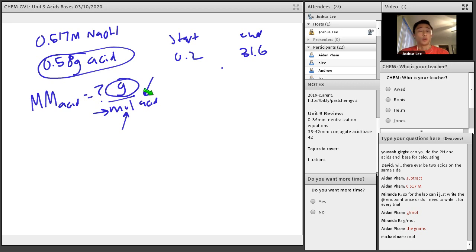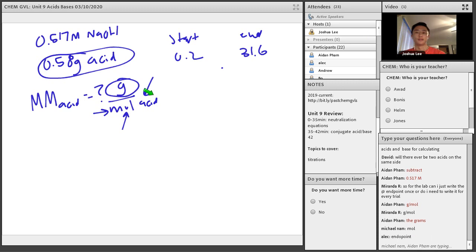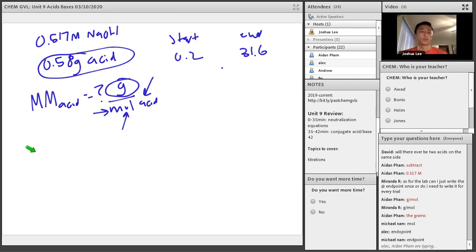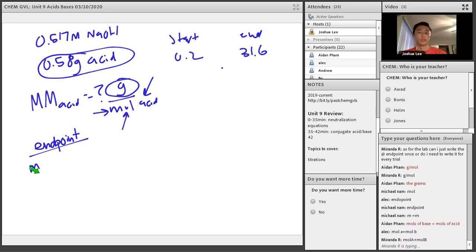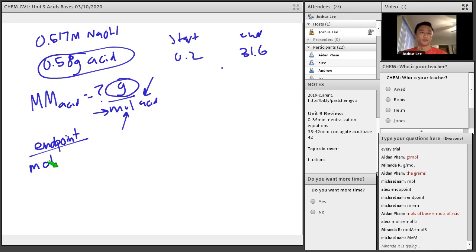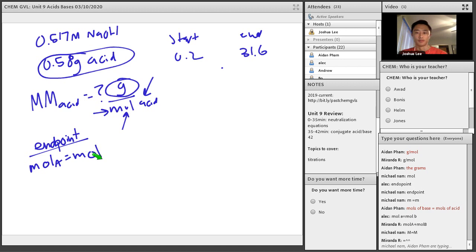But literally the only thing you know is the mass of acid. You know nothing else. You're like, oh, great. Why did we titrate? And what's the main point of a titration? To get to where? The endpoint. And what's true at the endpoint? Moles of acid equals moles of base.